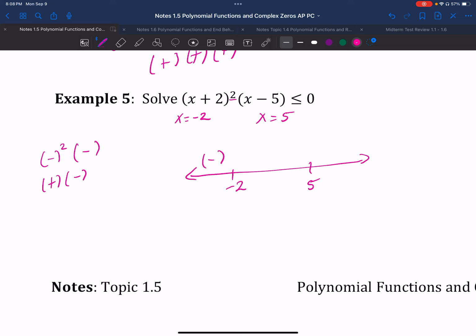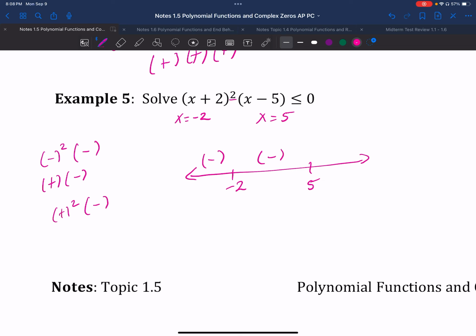Remember what I said. If 0 is in the interval, pick 0 to make it easier. So I'm going to pick 0. 0 plus 2 is positive. And then I'm going to square it. And then 0 plus 5 is positive... negative, I mean 0 minus 5 is negative. Well, positive squared is still going to be positive, times a negative, which will give me a negative.